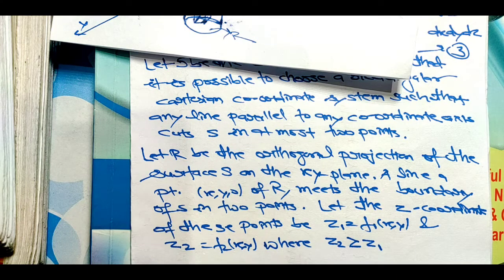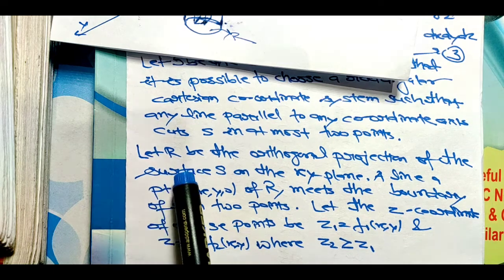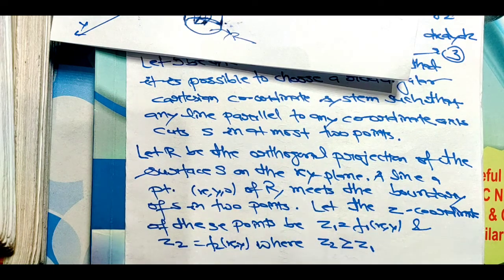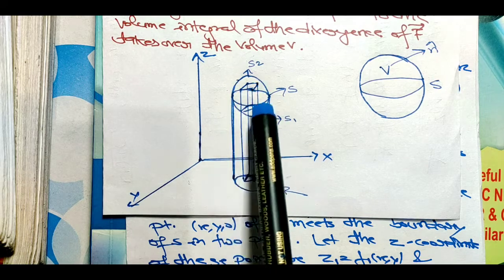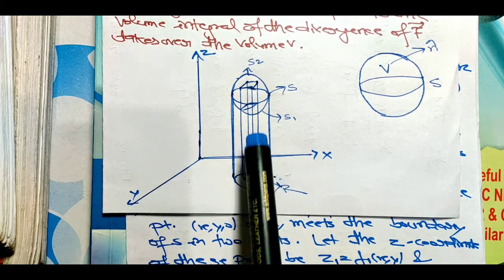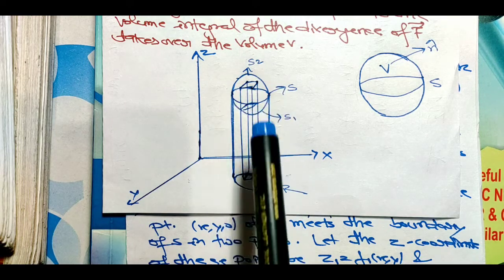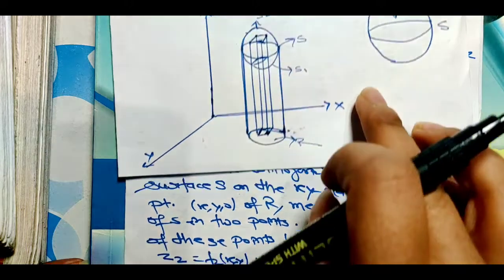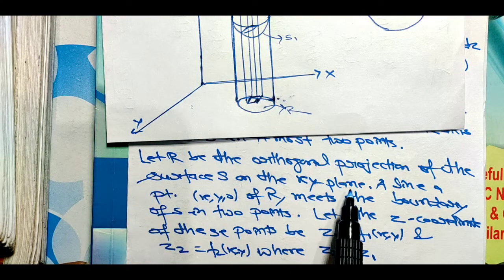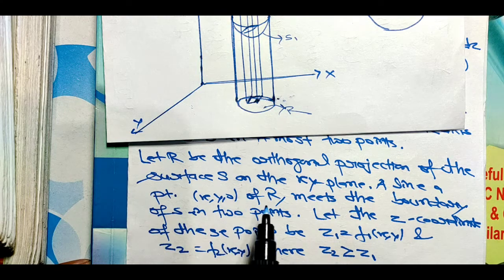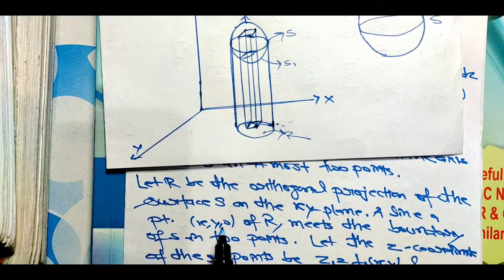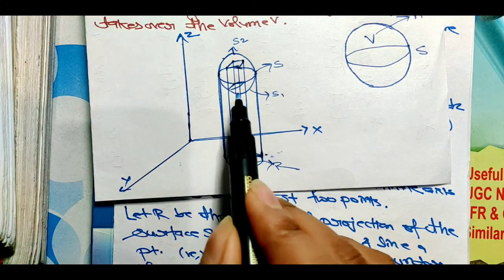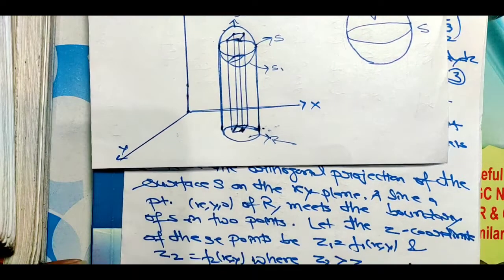So let's understand this line. What I have written: let capital R be the orthogonal projection of the surface S. As you see in the figure, this is the surface S and this is the surface R, the orthogonal projection of S. Orthogonal means perpendicular. It is the orthogonal projection on the xy plane. If we take any point (x, y, 0) of R, a line through it meets the boundary of S in 2 points, here and here, as I said earlier.